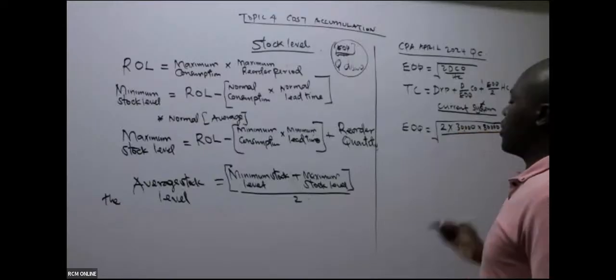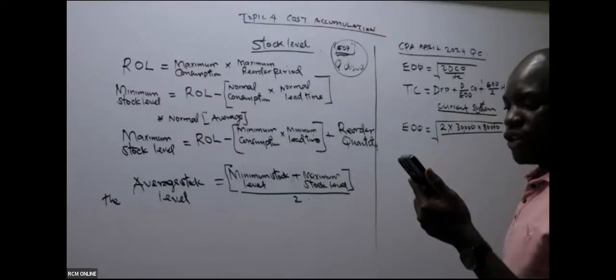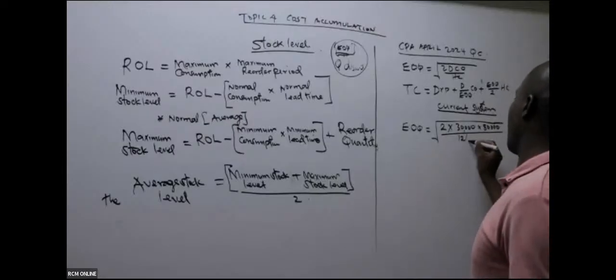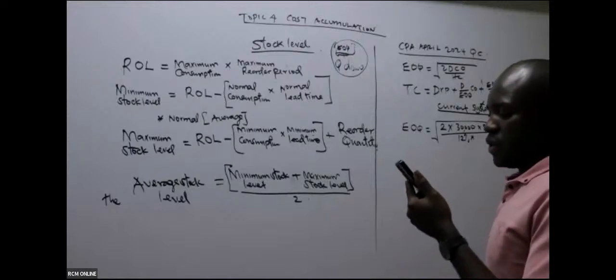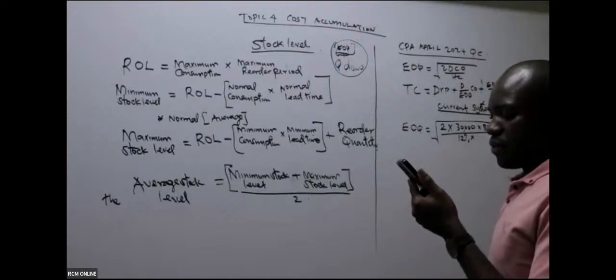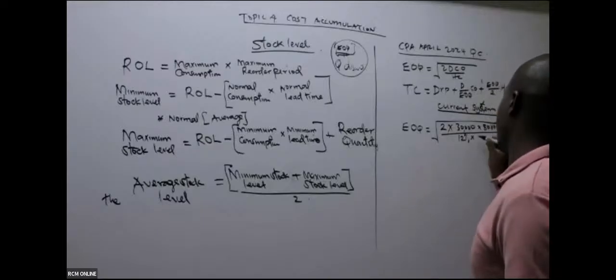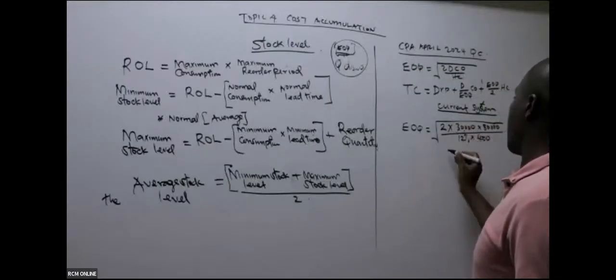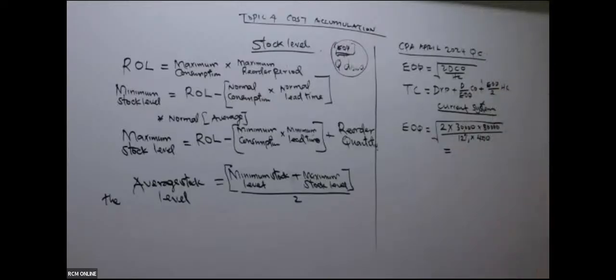80,000 divided by holding cost. What are they saying about holding cost? Holding cost is 12% of the purchase price. So are we given purchase price per unit? Yes, 400 shillings. Can you please go ahead and give me economic order quantity?